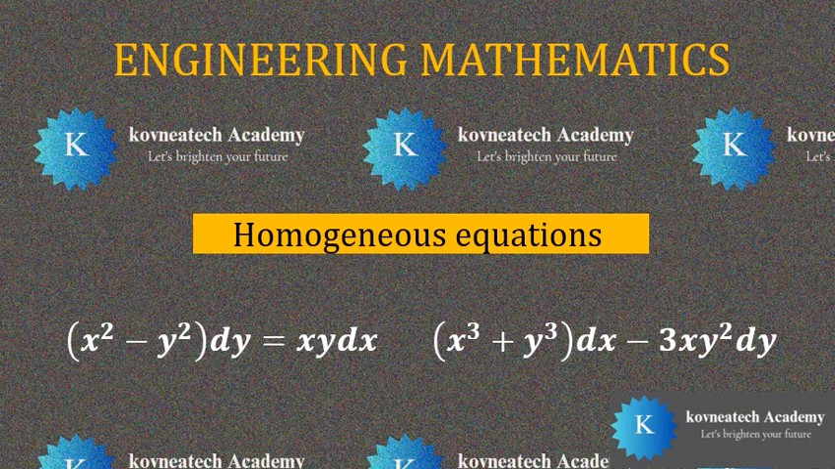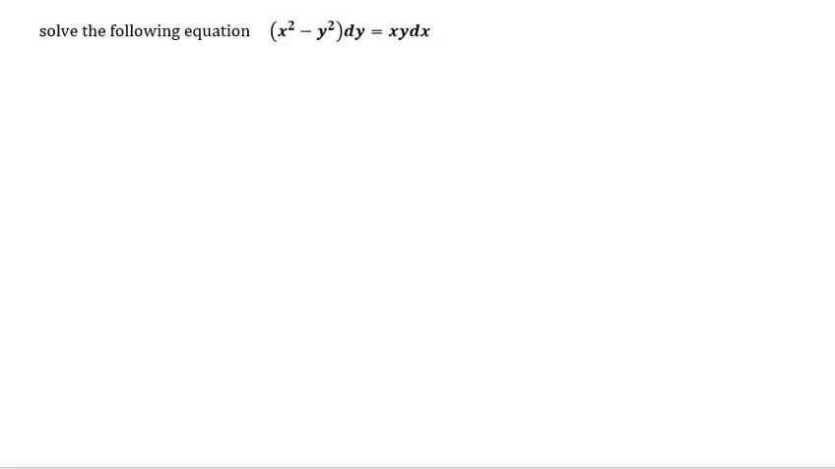So let's move straight to the first question. The first question says solve the following equation. So if you look at this equation, you can see that this equation is homogeneous. So how do you know if it's a homogeneous equation? First things first, you need to find dy over dx. As you can see, here you cannot do a direct integration.